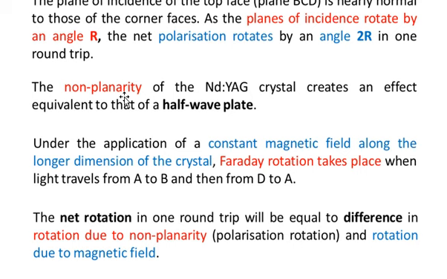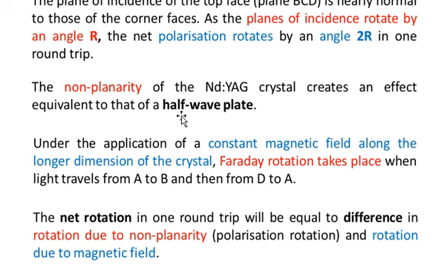The non-planarity, as I said, means that the planes of incidence at points B, C, and D are at an angle capital R with respect to the plane of incidence at point A. So our Nd:YAG crystal is non-planar. The non-planarity of the Nd:YAG crystal creates an effect equivalent to a half wave plate. You know that the purpose of the half wave plate is to rotate the polarization state of the incident beam, and this is what our Nd:YAG ring resonator does. It rotates the plane of polarization of the incident beam.